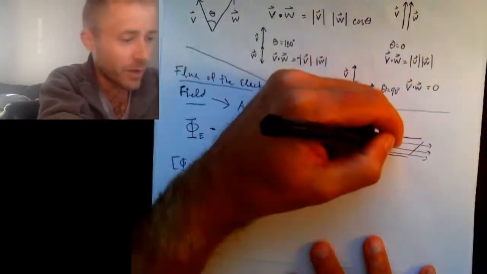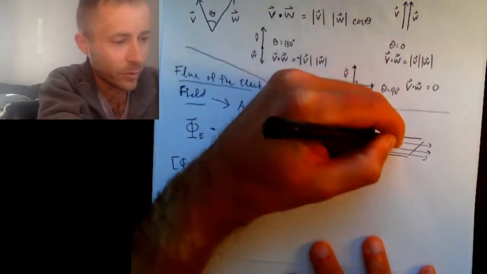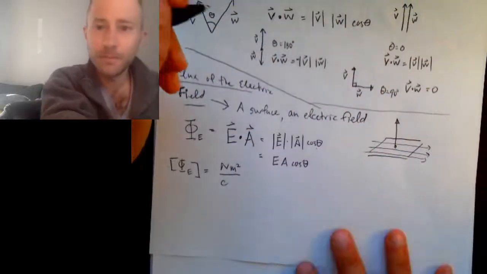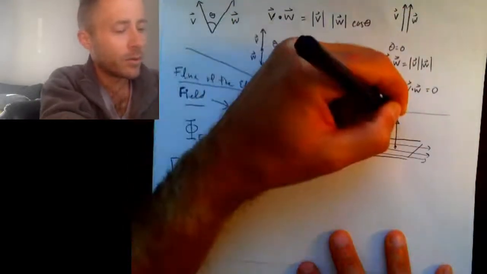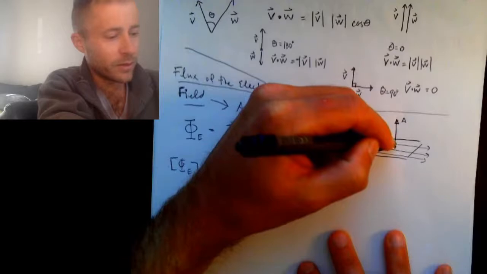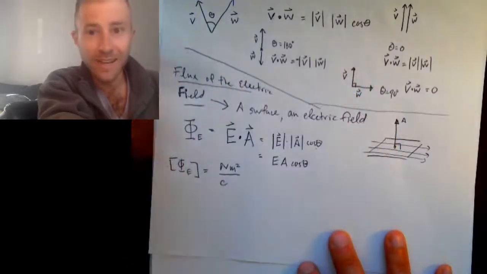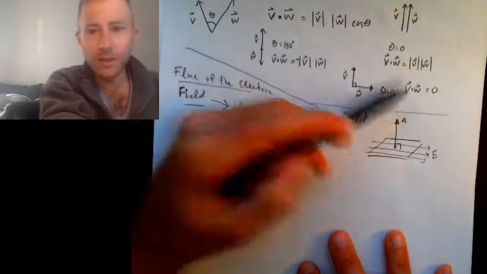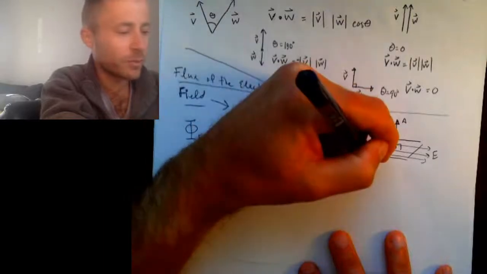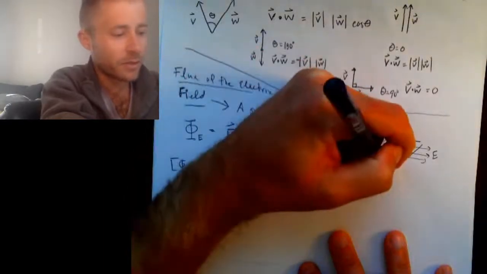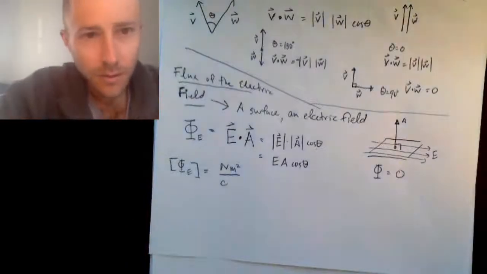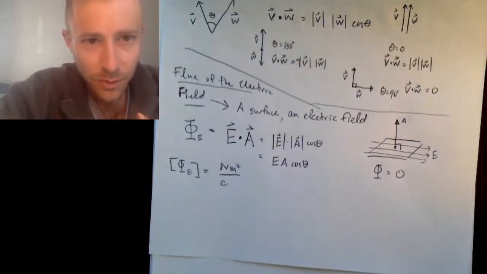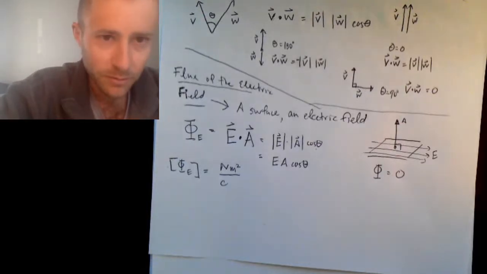Well, in this case, remember the area vector points normal to the surface. And so in this case, the angle between the electric field and the area vector is 90 degrees. And if the angle is 90 degrees, then the dot product is 0. So this would be a flux of 0. So, ladies and gentlemen, this electric field gives 0 flux through this surface.